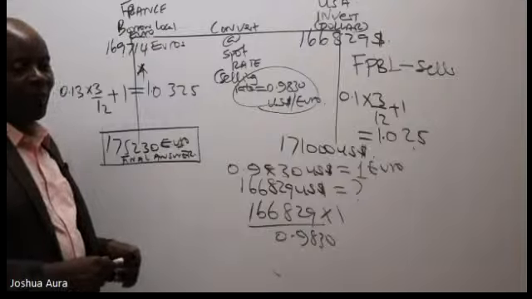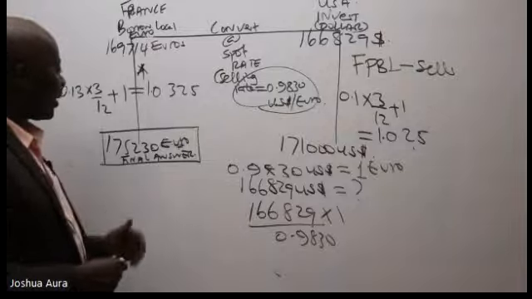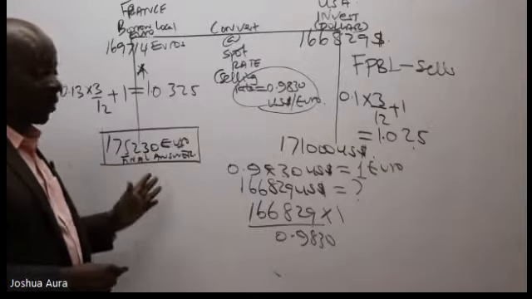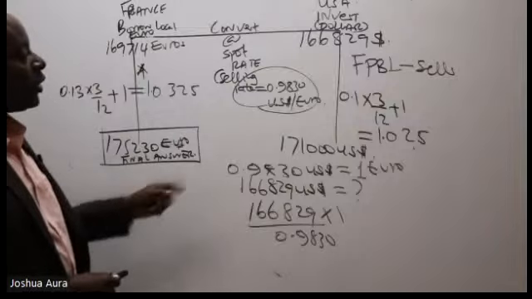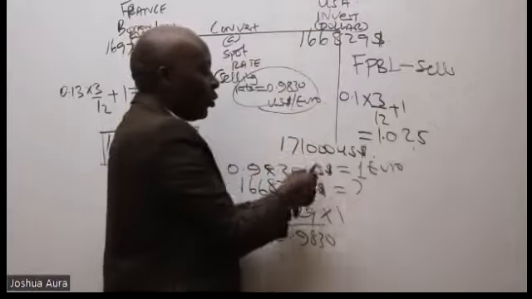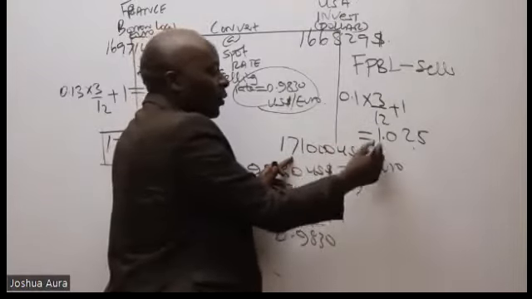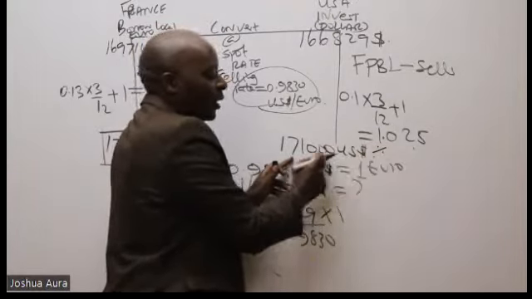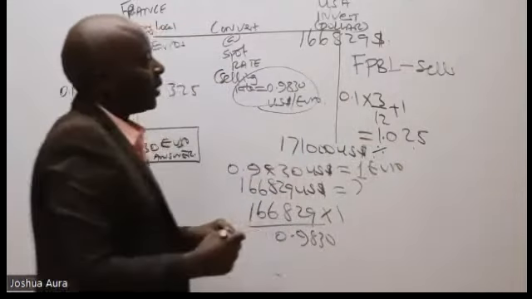Great. This is the final answer, and that is where we are. So Consolata is asking where we got this 166,829. It is upward movement. You take this 171,000, you divide with this. You take this, divide with this, and you get that, like that.